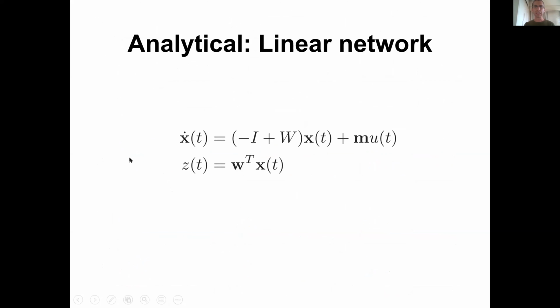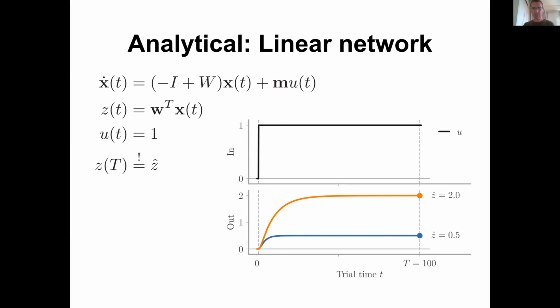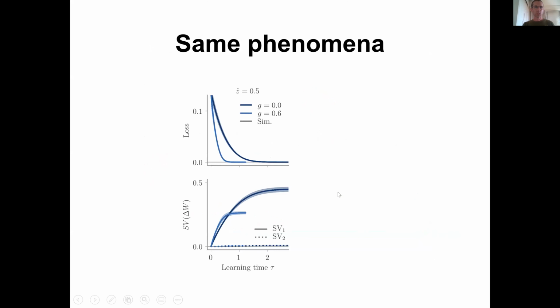To understand this, we move to a linear network. So now, instead of some phi of x here, we have just a linear function. So basically, we put some input through vector m, and we read it out through a vector w, and we modify the internal connectivity W using gradient descent. And then the desired output is just to reach some constant value z hat. Okay, so it can be 2, it can be half, whatever we want. And what happens is basically the same.